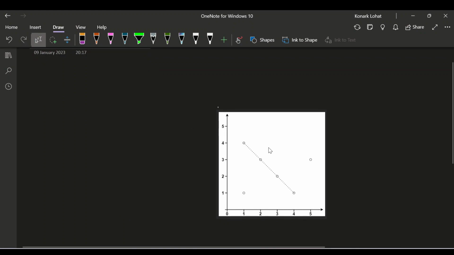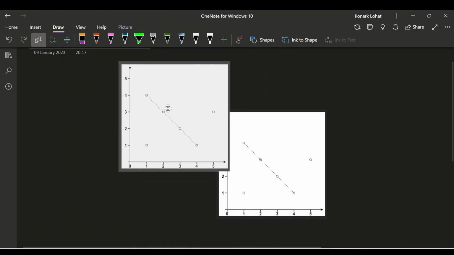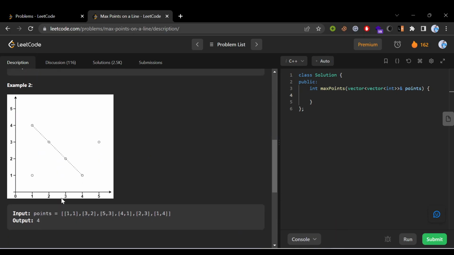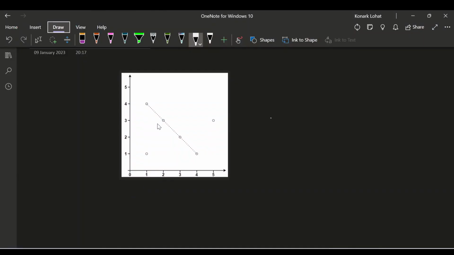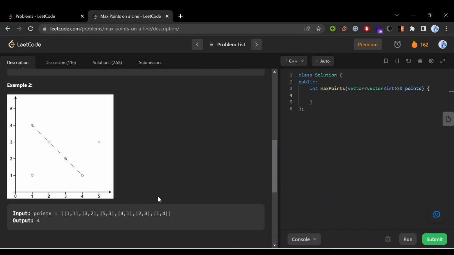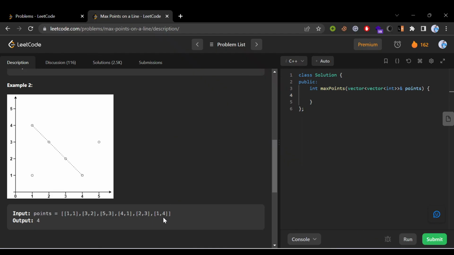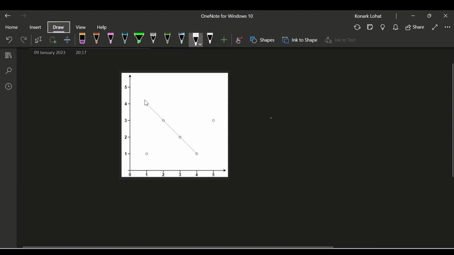Okay, so we have this problem, and this is the graph that is given to us. This is one point, that is 1 comma 1. Then you have 3 comma 2, that is this one. And then you have 5 comma 3, this point. Then you have 4 comma 1, this one. Then you have 2 comma 3, this one. And you have 1 comma 4, that is this point.